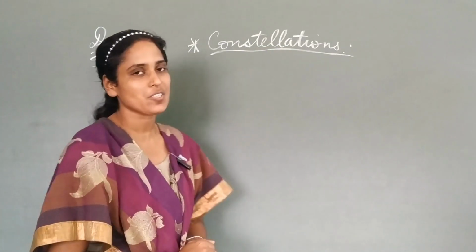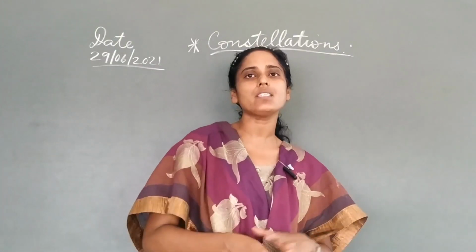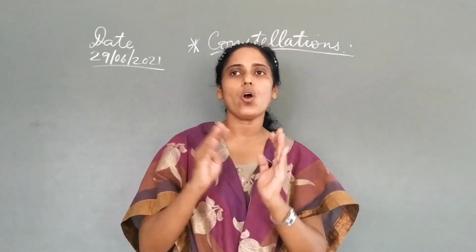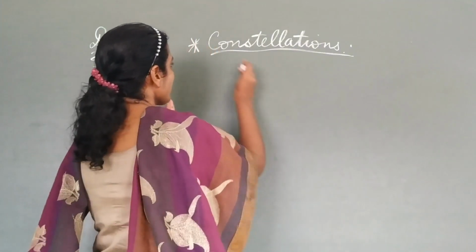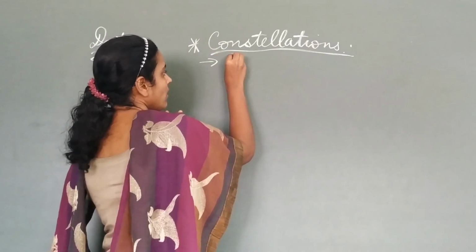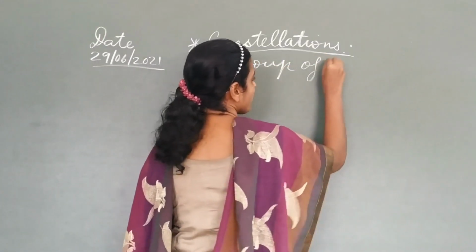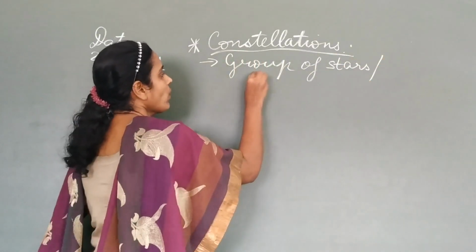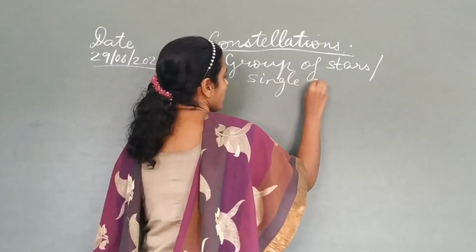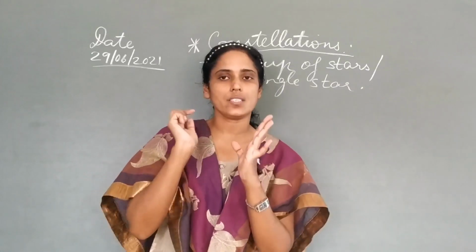Now what is a constellation, students? Constellations, in a wider sense, we take the true meaning, it means any set of many stars or group of stars, or a single star. In a wider sense, it can be known as a group of stars, a set of stars, or you can take even a single star. Or a single star is known as a constellation.